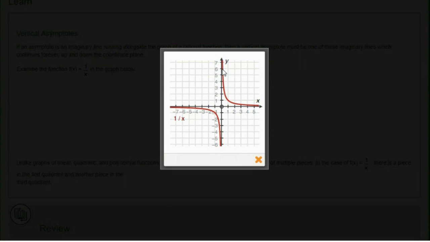And we can actually see that there's also a horizontal asymptote to this function because it doesn't touch the x-axis either. It gets really, really close, but this has a vertical and a horizontal. But we're going to focus on the vertical right now. The asymptotes are y equals 0 and x equals 0. That would be the graph, the line, that imaginary line.